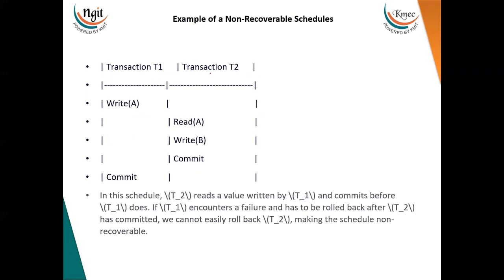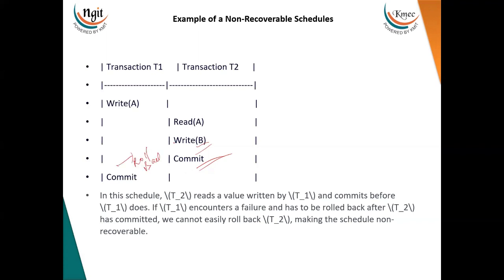Here again we have two transactions, T1 and T2. Write of A is made by T1, and whichever updated value is made on account A is being read by transaction T2, and it is going to perform a write operation on another account, that is B, and the T2 transaction performs a commit. Clear? Now what happens? Is this state recoverable or not?